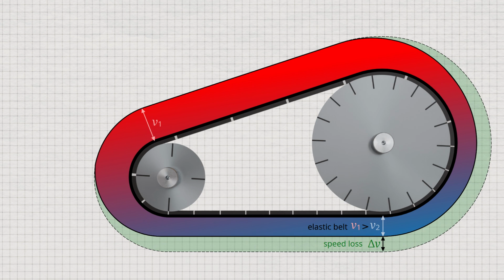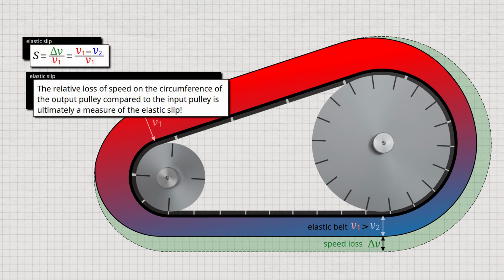For this reason, the strength of the elastic slip S can be defined by the loss of speed delta V on the circumference of the input pulley V1 and the output pulley V2 as indicated. So note, the relative loss of speed on the circumference of the output pulley compared to the input pulley is ultimately a measure of the elastic slip.